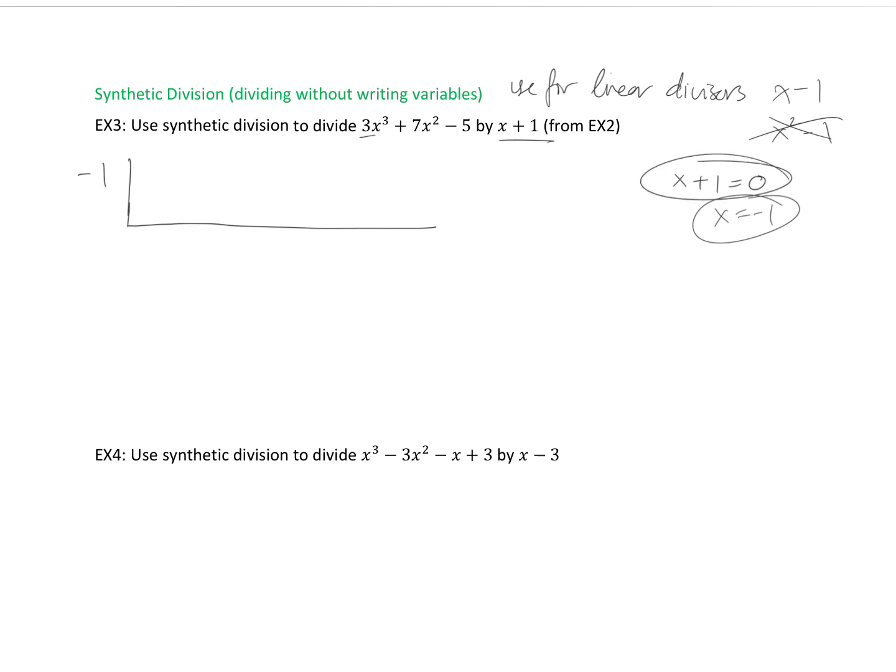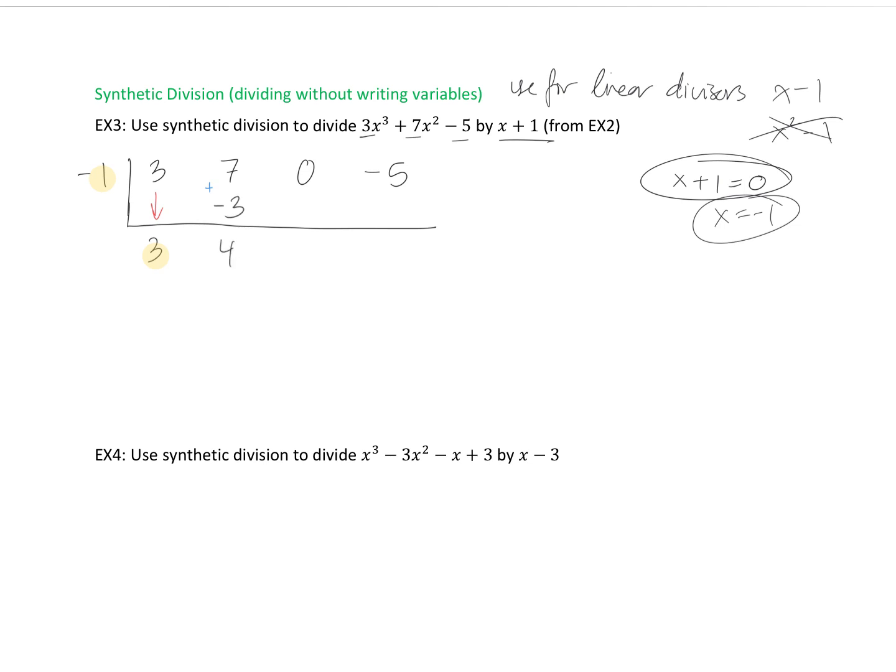And then we'll put in our polynomial, but again without the variables. So a positive 3, a 7, and then that x term is not there, so we'll do a placeholder of 0, and then negative 5. Now, to start the process, we'll drop 3 down, and we'll multiply negative 1 times the 3. And negative 1 times 3 is going to be negative 3. Now, this is where it's different. We're going to add. So 7 plus negative 3 is going to be 4.